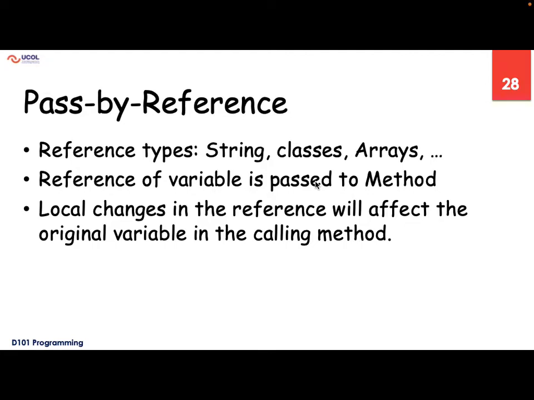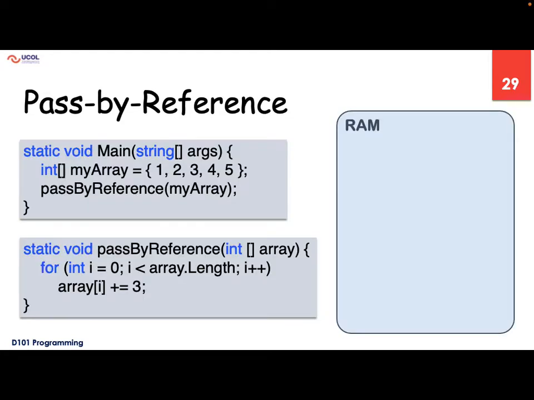It passes the reference of that specific variable, not the value itself. And what happens? Local changes in the reference, the changes that you are making in that specific reference within the method, will also affect the original variable which has been passed to this method. So we will see that example here.